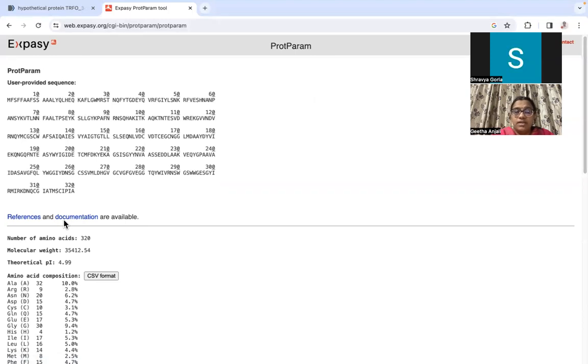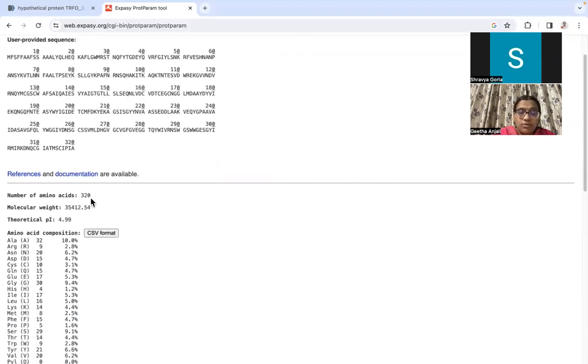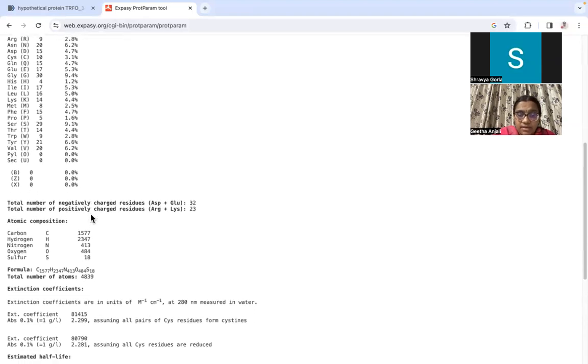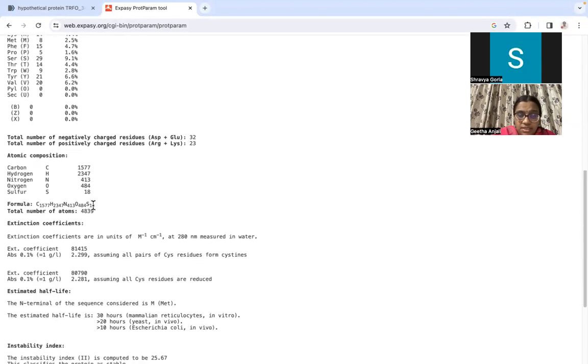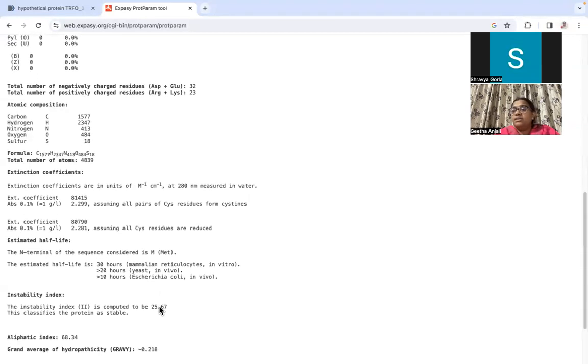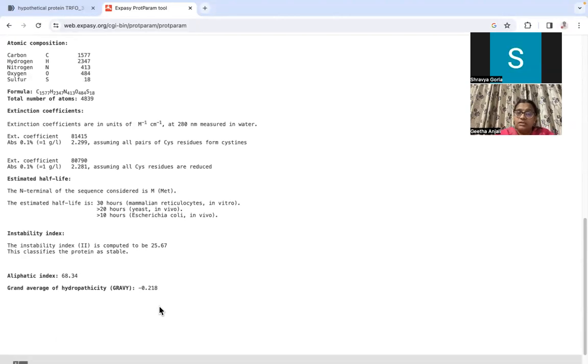So soon you will get the results. What all you have to note down? You have to note down how many amino acids, what is the molecular weight, and the theoretical pI. And from this, the very important information that you require is the stability. Stability in different organisms: if you synthesize in mammalian cells, how many hours is it stable? If it is in yeast, if it is in E. coli, how long is this protein stable? These are very important parameters that you need to learn.